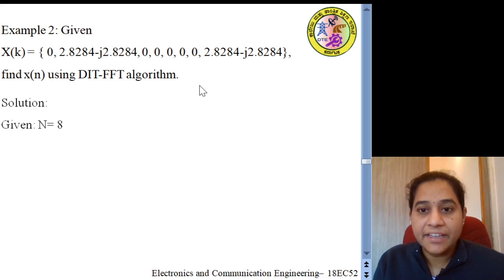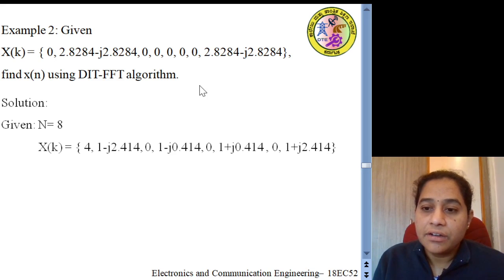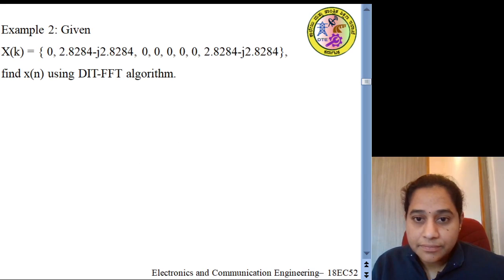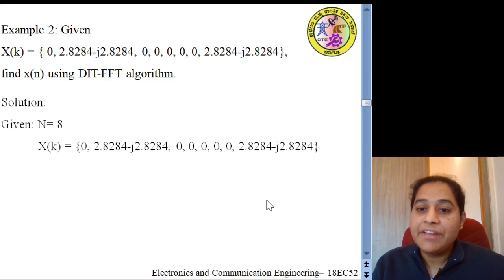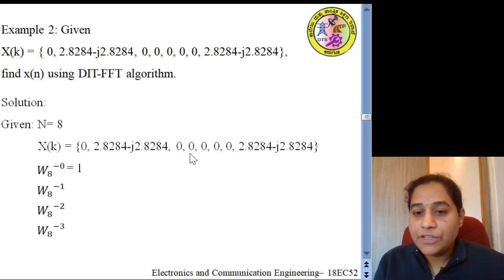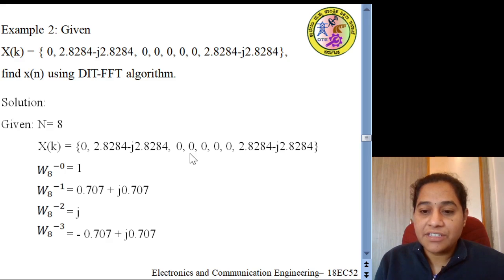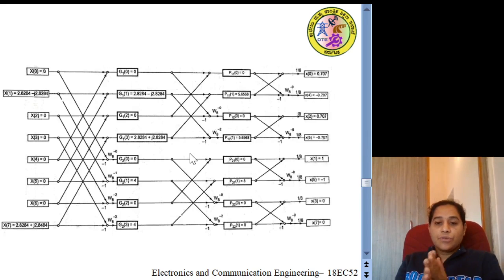Again here the value of N is 8 and we have to find the twiddle factors W8 power minus 0, W8 power minus 1, W8 power minus 2 and W8 power minus 3. So given x of k is 0, 2.8284 minus j 2.8284, 0, 0, 0, 0, 0, 2.8284 minus j 2.8284. The twiddle factors: W8 power minus 0 is 1, W8 power minus 1 is 0.707 plus j 0.707, W8 power minus 2 is j, W8 power minus 3 is minus 0.707 plus j 0.707. Okay, so this is the answer.